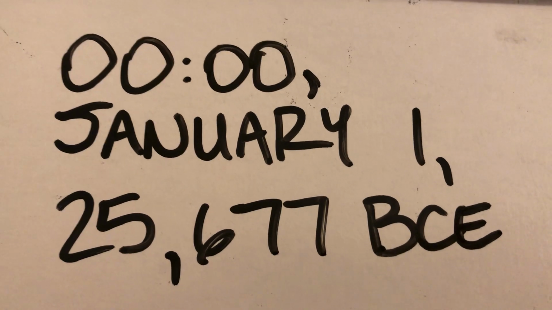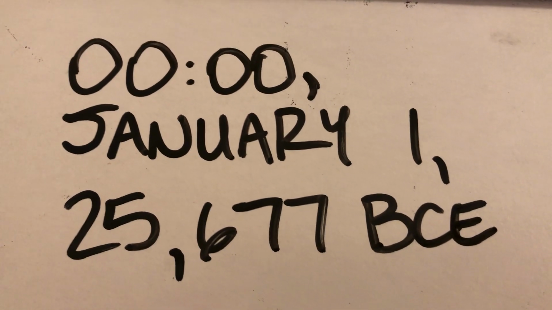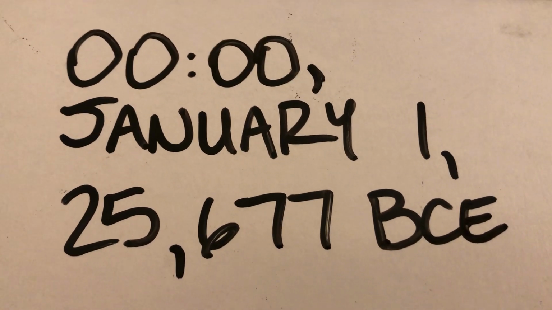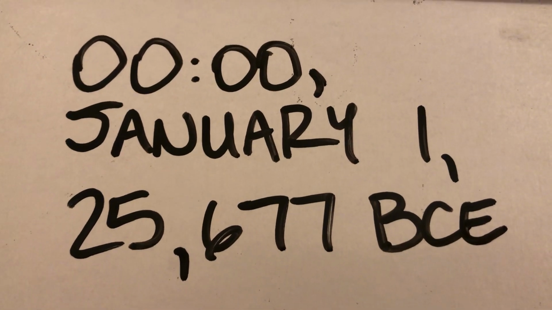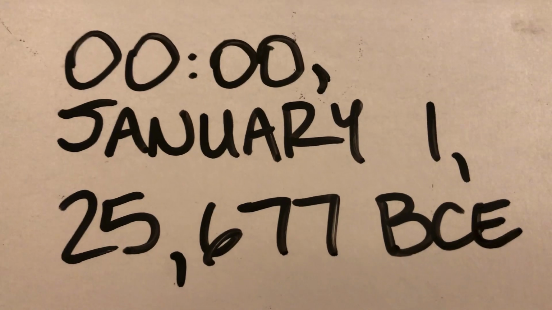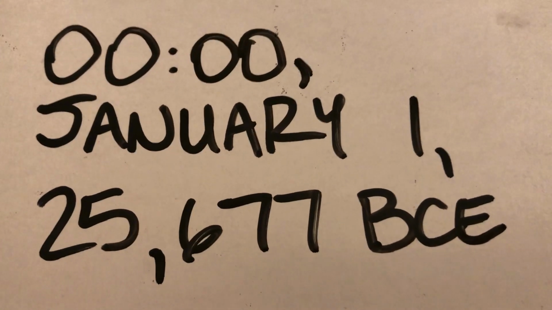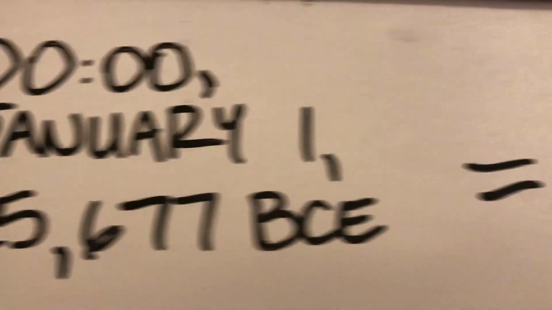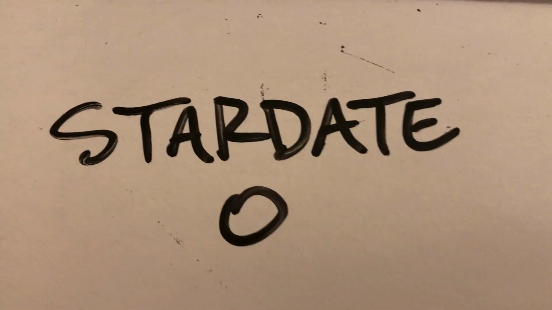And now for the moment we've all been waiting for. We've been through all the backstory, we've been through all the background information, we've talked about the units. Let's get to the formula itself of how to calculate today's stardate. So based on the calculations we did earlier, counting backward from Next Generation using the missing digits that we got from Star Trek Discovery, we know that midnight on January 1st, 25677 BCE is literally Stardate 0.